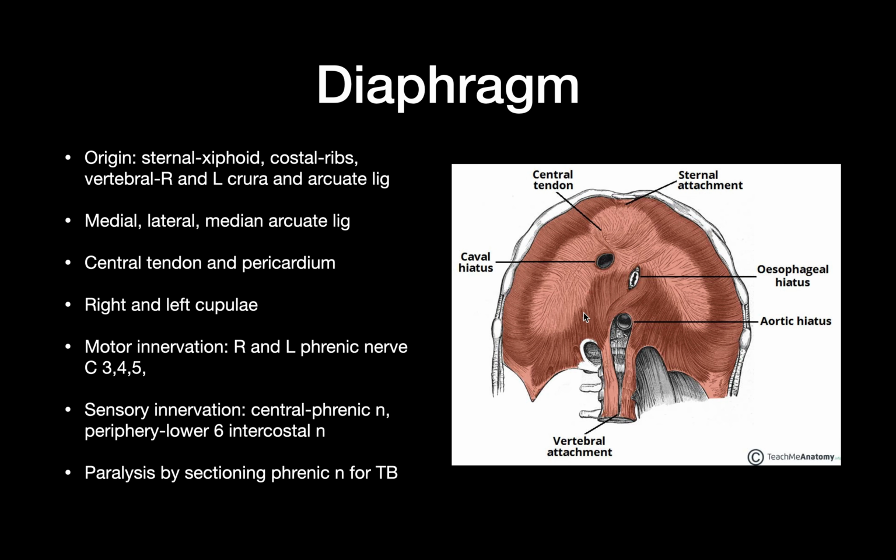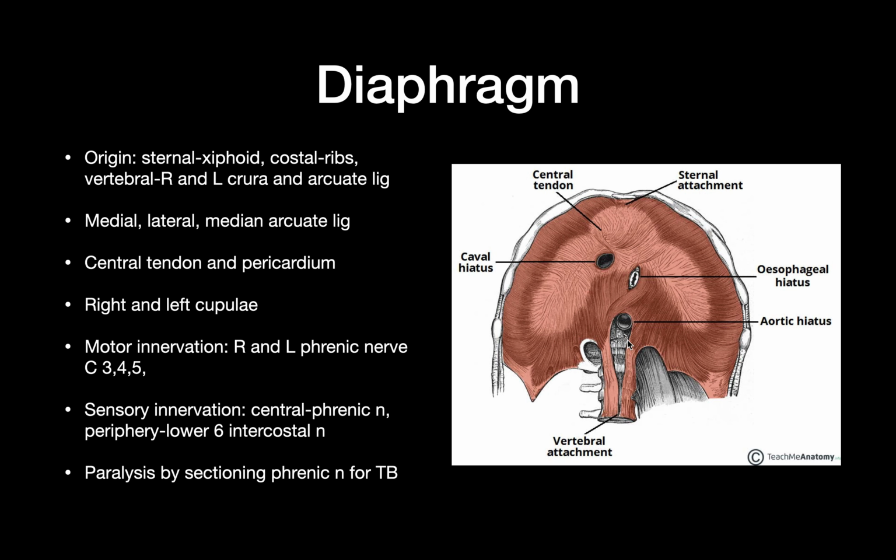So here's the diaphragm. There are several origins. In the sternum, at the sternal area, it will arise from the posterior surface of the xiphoid process. And then the costal area arises from the deep surface of the lower 6 ribs, and their costal cartilage. And then the vertebral part arises from the crura and the arcuate ligaments.